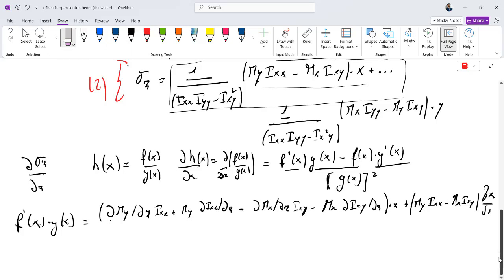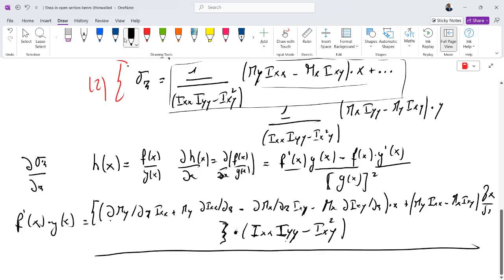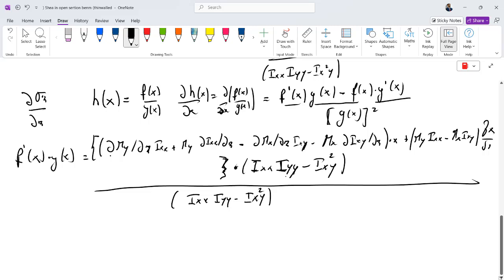clearly we have, but my board doesn't go to the left, we say multiply all these quantities here multiplied for the function g(x), that is Ixx Iyy minus Ixy at square power. All this quantity here is divided by Ixx Iyy minus Ixy at square power. So sorry for that, but my board doesn't go to the left, so I say this is the curly bracket. All this quantity here is multiplied for, so as f prime times g(x).